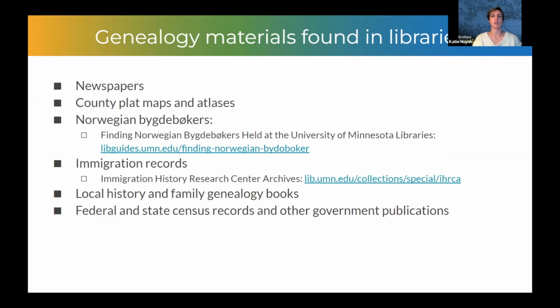Then next, immigration records. These are also found in libraries. For example, there is the Immigration History Research Center at the University of Minnesota Libraries. I also included a link to this collection too. And Minitex has access to this collection, so we can get scans from these materials, and the microfilm does lend for interlibrary loan. And then I know the Minnesota Historical Society and the Wisconsin Historical Society have various immigration records as well. Then you can also find local history and family genealogy books in libraries, and then federal and state census and other government publications as well. And a lot of these materials can also be found online. So I'll be going over those resources at the end here.